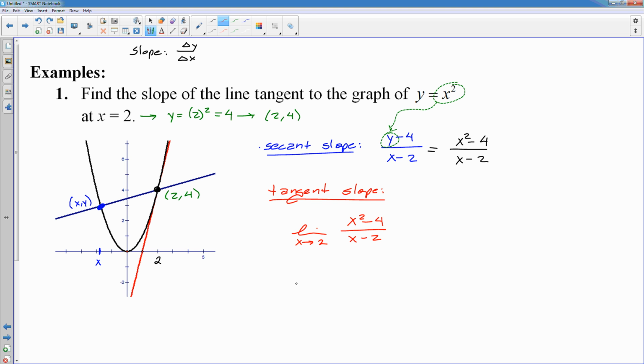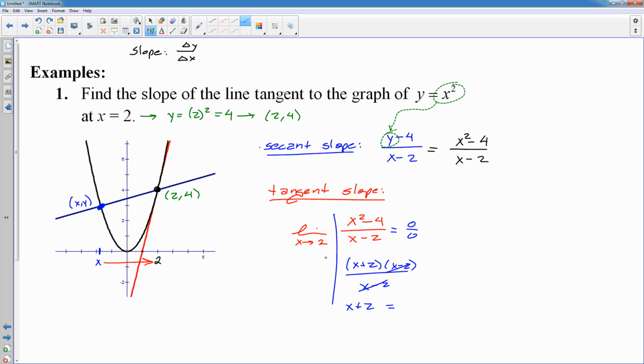And we're going to work out this limit, the limit of the secant slope as the x point gets closer and closer to the 2 point. And your answer to that will be the answer to the slope of the tangent. So we'll try plugging in 2 first. You will get 0 over 0, which means we need to factor. So this factors as x plus 2, x minus 2, over x minus 2. The x minus 2's cancel, leaving you with x plus 2.